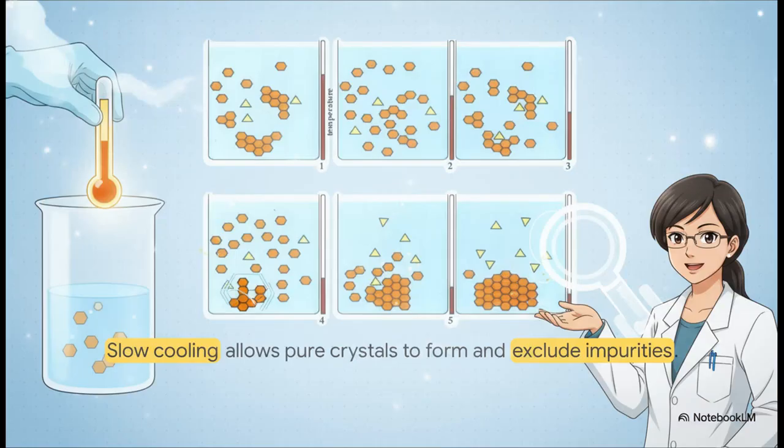Notice the incredible geometry of slow cooling happening here. As the temperature drops down nice and slow, the pure molecules represented by those orange hexagons steadily build a perfect, highly ordered crystal lattice. Now, if an impurity, like those differently shaped yellow triangles, tries to sneak into the lattice, it just doesn't fit the geometry. So it gets kicked right back out, remaining dissolved in the surrounding solvent, which we call the mother liquor. Basically, patience yields absolute purity.